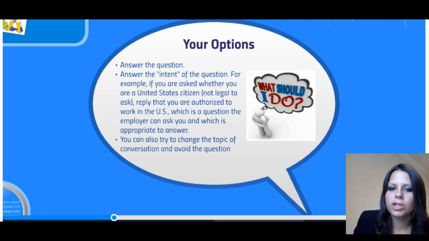It doesn't have to be that you're a U.S. citizen. Okay, just that you're eligible to work legally in the United States, which is really what they want to know. Now, there are some exceptions to this.